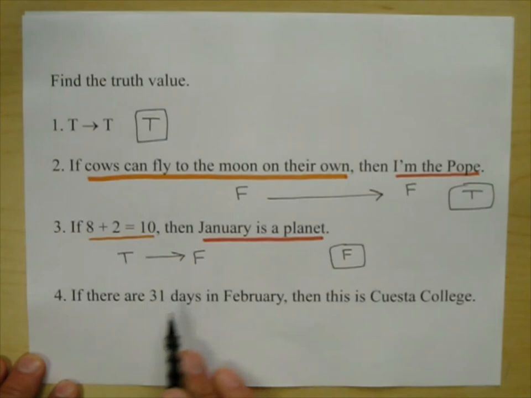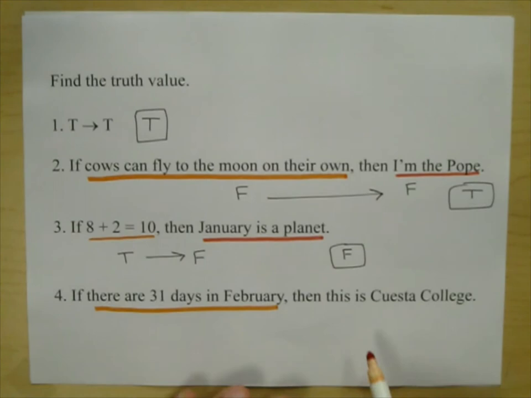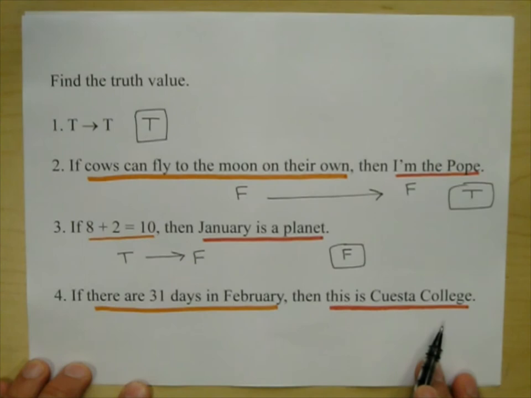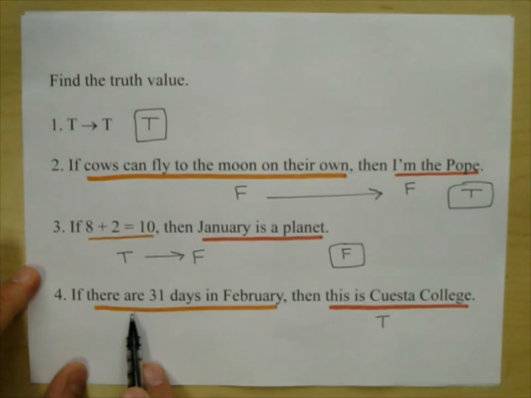Okay, maybe you can pause the video and analyze this one here. If there are 31 days in February, then this is Cuesta College. Okay, if you're looking at this YouTube video and you don't know which college this is from, then this guy right here, the conclusion is a true statement. So I'm gonna give you that right there. Okay, the hypothesis, there are 31 days in February. That happens to be false.